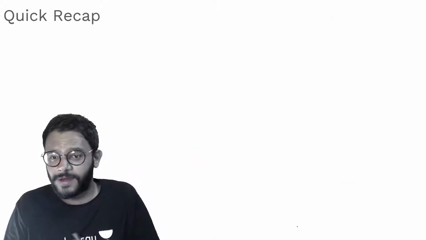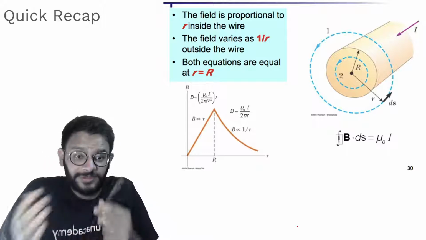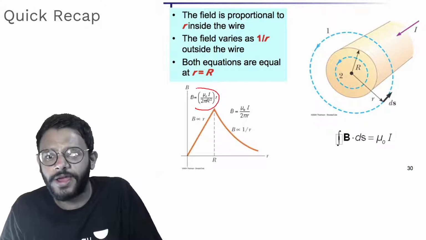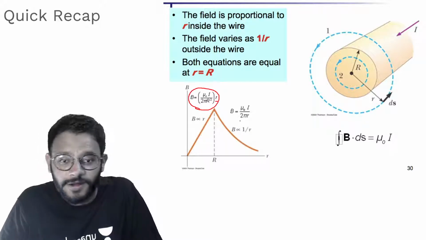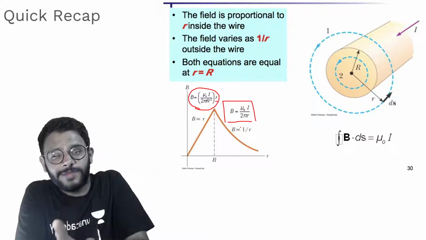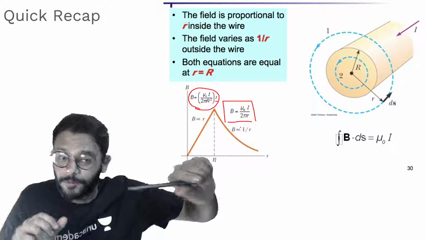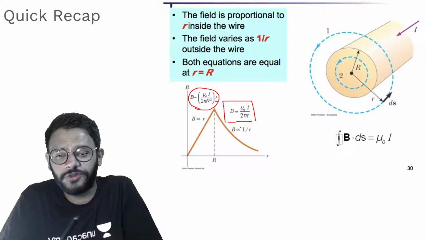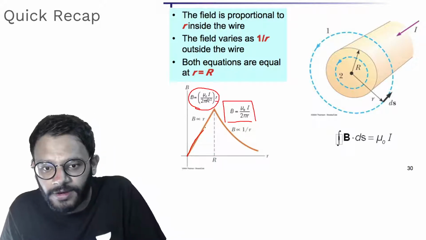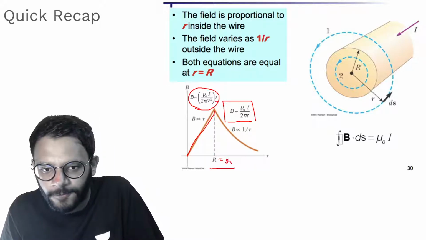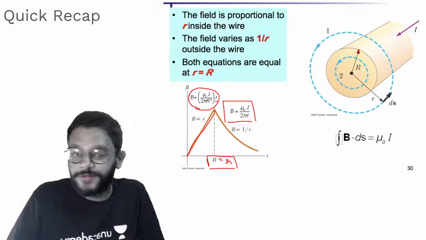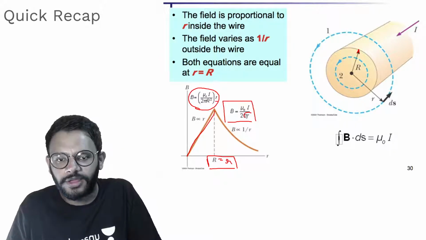And I just found out that the magnetic field inside the cylindrical wire is μ₀ I upon 2πR² into r, and the field outside is μ₀ I upon 2πr. So if I draw these graphs, you can see that the field is proportional to 1 upon r outside my wire, while it is proportional to r inside it, and hence the graph is going to be linear till r is equal to R, which is the radius of my cylindrical wire, and after that it is going to be proportional to 1 upon r, as you can see.